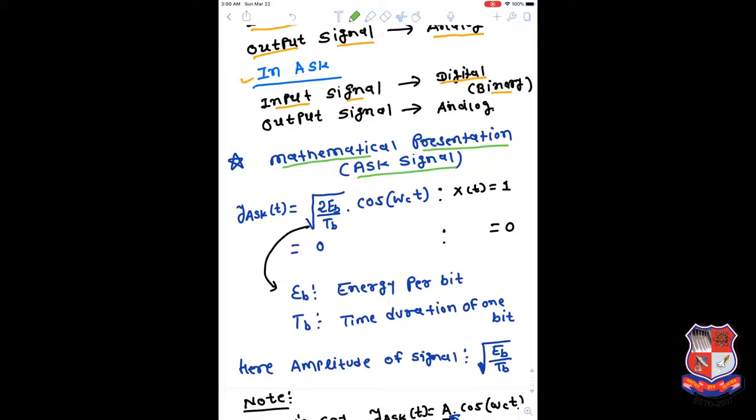Any amplitude shift keying signal in the time domain can be represented as square root of 2 EB by TB into cos omega ct, when the applied input x of t is a 1. x of t is already a digital signal, so there are two possibilities, either it may be a 1 or 0. So if binary 1 is given as an input, then the output produced is square root of 2 EB by TB into cos omega ct. And if the input bit stream is a 0, then the produced output would be a 0.